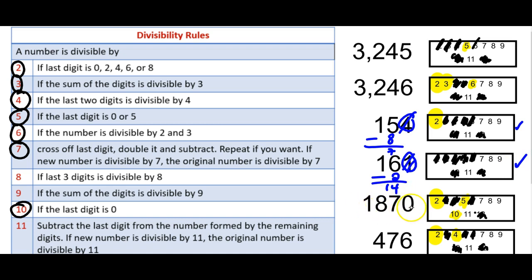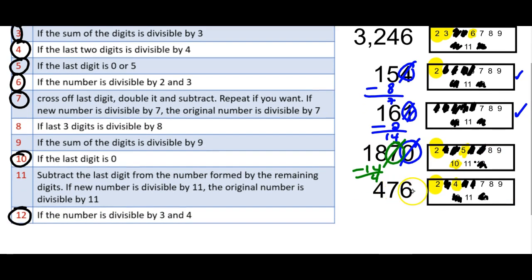If we get a larger number, like a 4-digit number here, let's look at the last digit, cross it off, double it. 2 times 0 is 0. Subtract it. Will 7 go into 187? I don't know. Let's do the process again. Cross off the last digit, 7. Double it, you get 14. Subtract, you get 4, and 7 will not go into 4, so I know 7 will not go into 1,870.